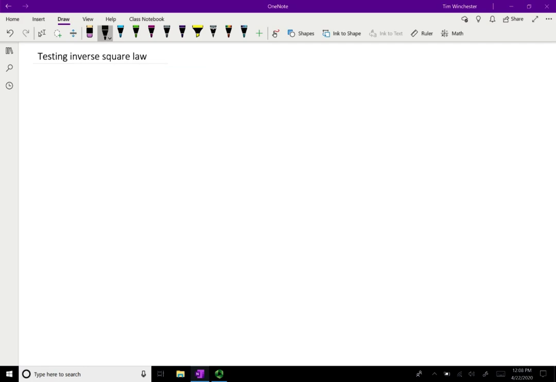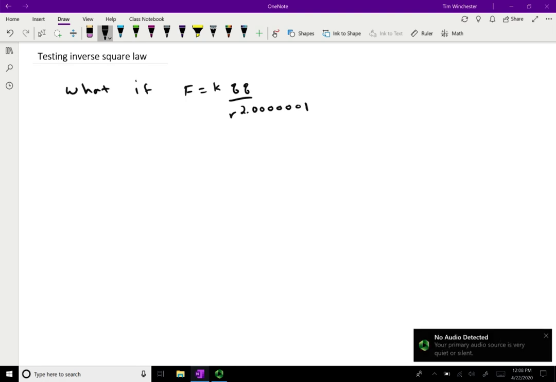In this video, I would like to talk about Coulomb's law and how we know that it's 1 over r squared instead of some other number. So for instance, what if the force was actually equal to kqq over r to the 2.00000001 or something along those lines? What if it was close to 2 but not exactly 2? Would we be able to tell?